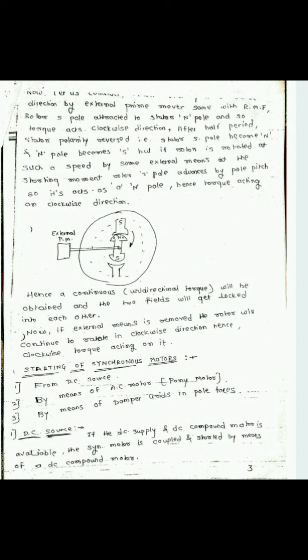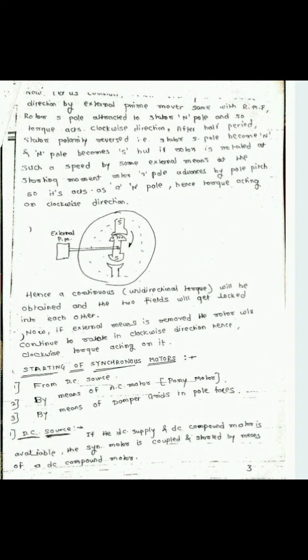Okay, so we will start another topic, that is the starting methods of a synchronous motor. The first method is from a DC source. The second method is by means of an AC motor, which is called a pony motor, and the third one is by means of damper grids or damper windings in the rotor poles. So we will start with the first method, the DC source.